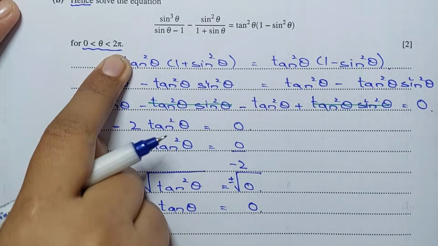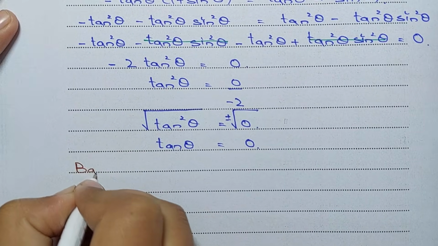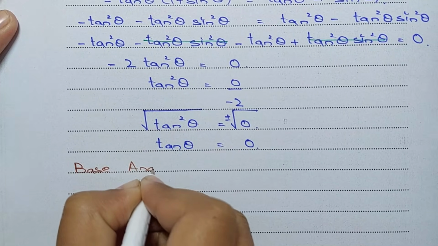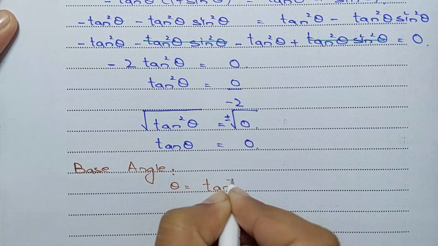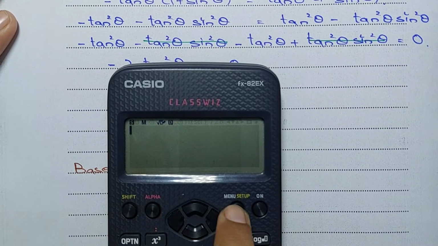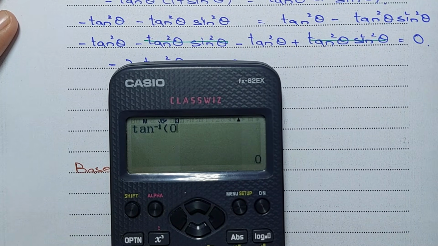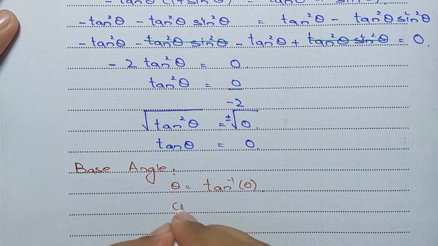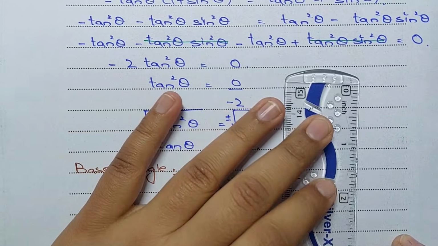From 0 to 2 pi the domain, right? Let me solve for the base angle first. For the base angle, theta is tangent inverse of 0. It is in radians, from 0 to 2 pi. The calculator was in degrees, now it is in radian mode. Tangent inverse of 0 is 0. So theta equals 0, right? Now we have to check here. Tangent is positive. Draw the coordinate diagram and check in which quadrant tangent is positive.